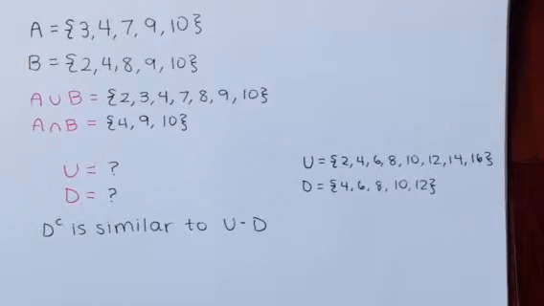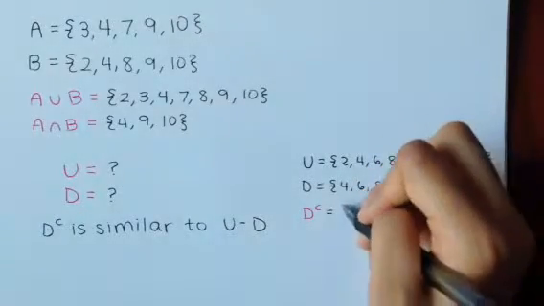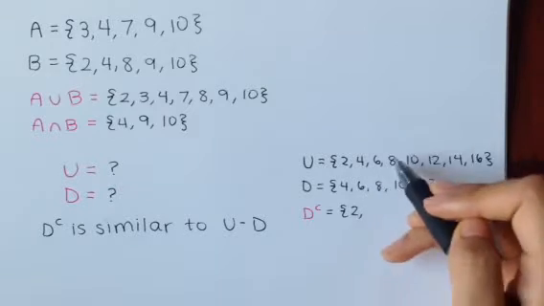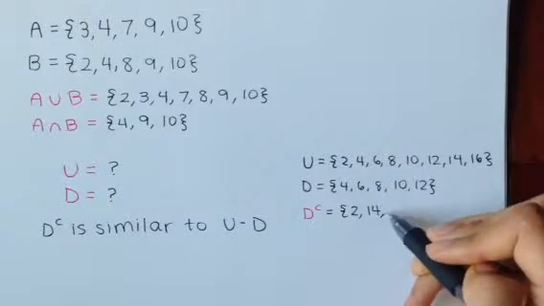If you're given these two sets and told to find the complement of set D, you're basically just canceling out all the common elements and finding all of those leftover ones in U that are not in D.